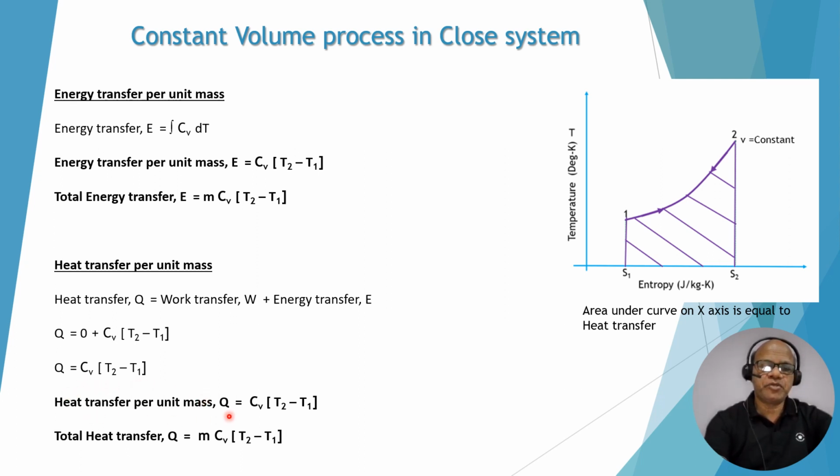So heat transfer per unit mass we can write Cv (T2 minus T1). For total heat transfer, just multiply with mass m, so we can write m Cv (T2 minus T1). The area under the curve on the TS diagram on the x-axis is equal to heat transfer. You can see this much is heat transfer for the process 1 and 2.